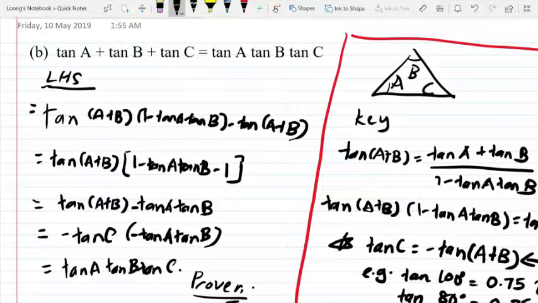Okay, so good luck, as this is the last part of trigonometry, and I hope that you have excelled at it.